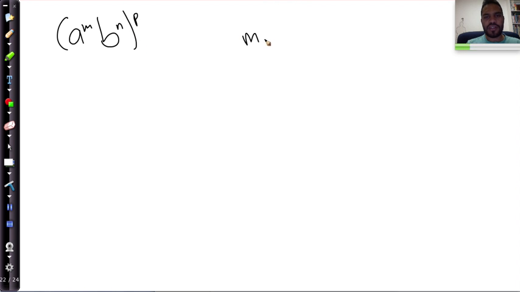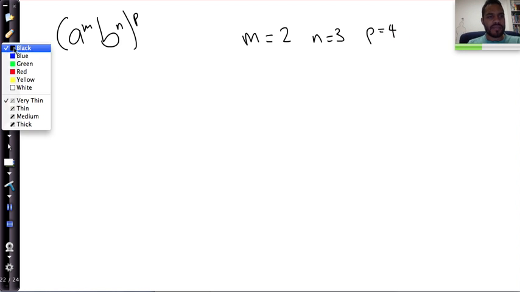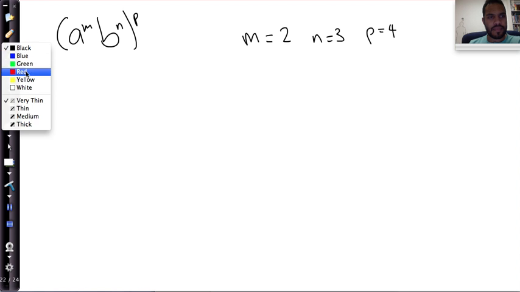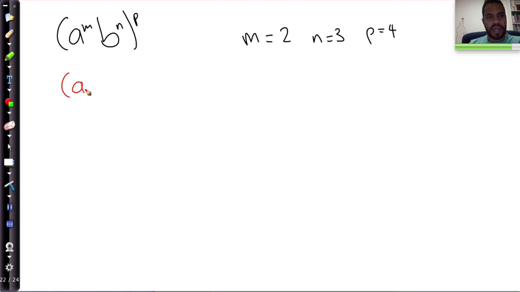And let's choose arbitrary values. Let's make m equal 2, let's make n equal 3, and let's make p equal 4. And I'm going to write that out. That's going to be a to the power of 2, b to the power of 3, and that entire thing raised to the power of p. And let's do it the long way.